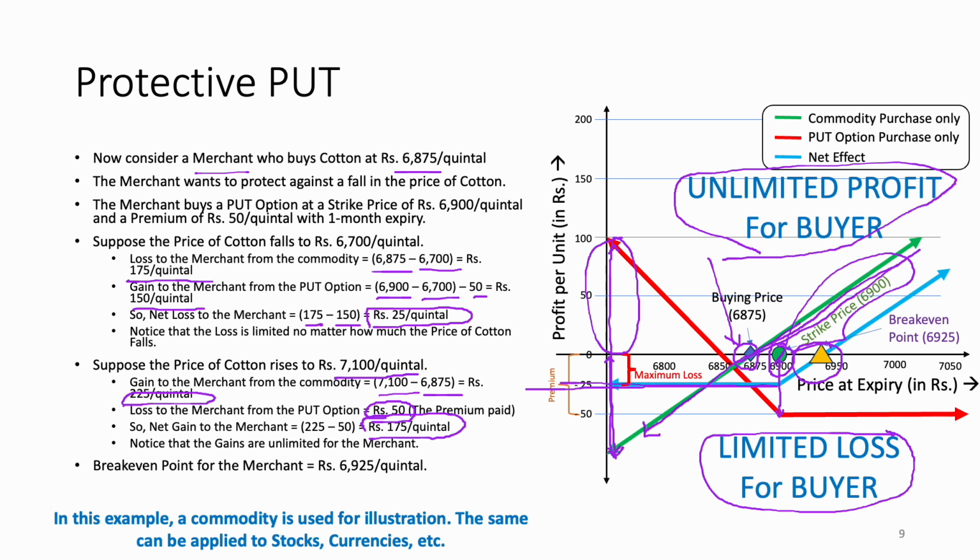Now we have discussed the case with a commodity that is cotton, but the same is done for shares or stocks, etc. Supposing I buy shares of TCS and I have, let's say, 1,000 TCS shares, and I am not sure whether the price will rise or fall, though I am expecting it to rise. In that case, I can buy the put option and protect myself against the losses. And if the price rises, I will make a profit. But if the price falls, I will definitely be protected against the fall of the price.